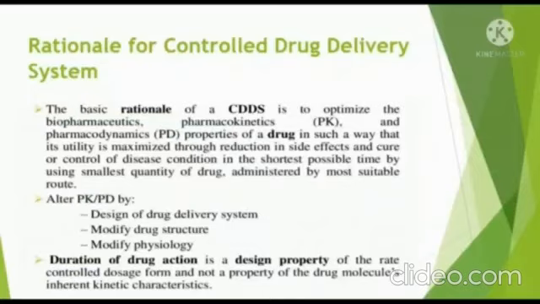to minimize its side effects and to give the maximum therapeutic index for a particular disease or drug in a smaller quantity. And if you want to alter its PK, meaning pharmacokinetic, and pharmacodynamic properties, you have to focus upon three things. First of all, design of drug delivery system. Second is modified drug structure. Third point, modify physiology. These three things are very important that you have to focus upon.